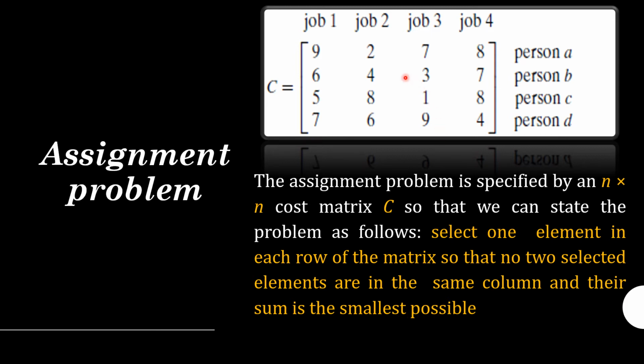So if I select, for example, 2 here, 2 plus 4 is 6, 6 plus 5 is 11, and 11 plus 6 is 17, right? So like that we have to find a cost that is as small as possible. That is the main important problem statement, the assignment problem. So let us try to solve this assignment problem with the help of the branch and bound algorithmic technique.